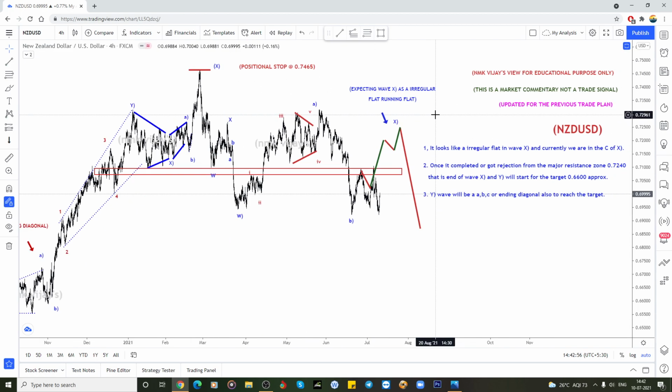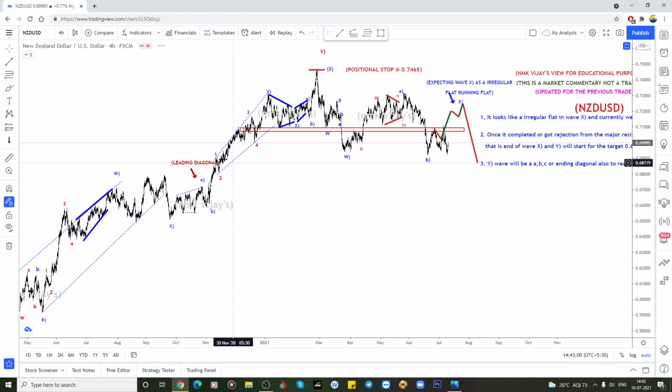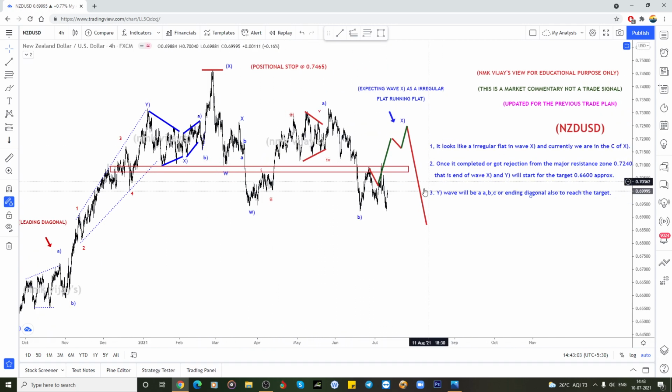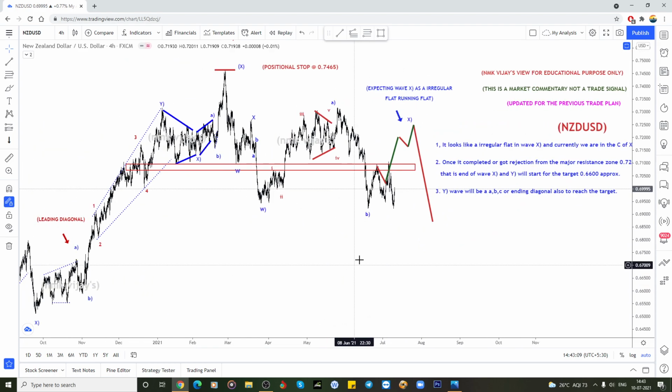The New Zealand dollar has a perfect double bottom here, and the same is an all support zone here, and again it bounced. So what I did is, A, B, and C could be a five-wave structure. So it's still valid. Sorry, it's also still valid.